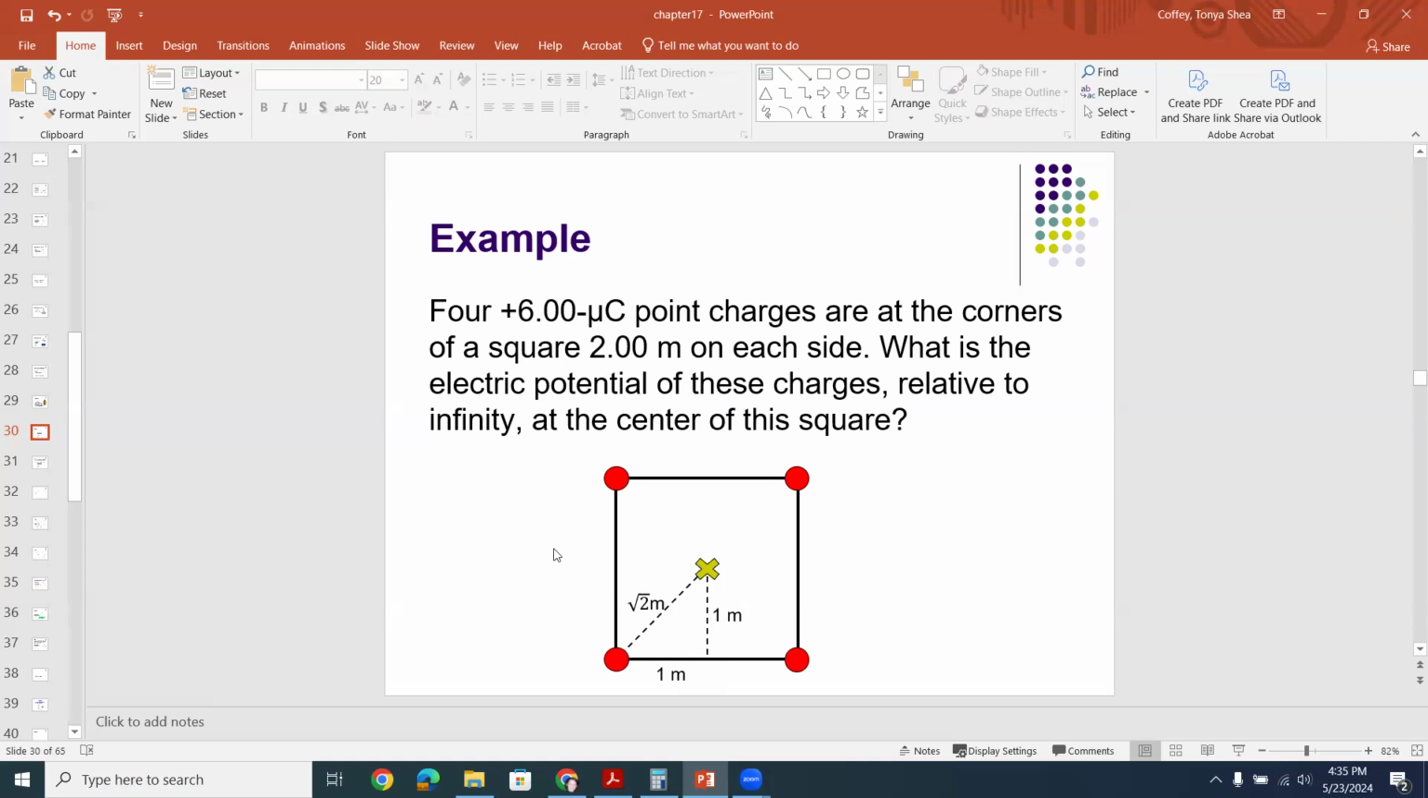And that's because you can use the Pythagorean theorem to figure out the length of the hypotenuse of a right triangle. And remember that a squared plus b squared equals c squared, where a and b are the legs and c is the hypotenuse. So 1 squared plus 1 squared is 2. And then if you take the square root of that, that gives you c. So that would be root 2. So the distance from each one of these charges to the center of the square is root 2 meters.